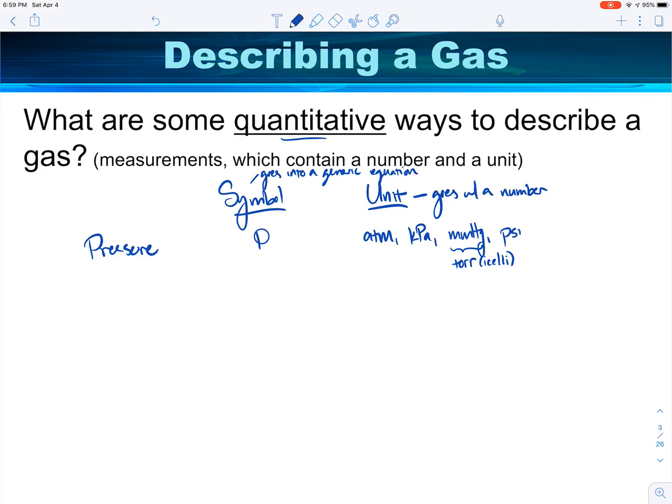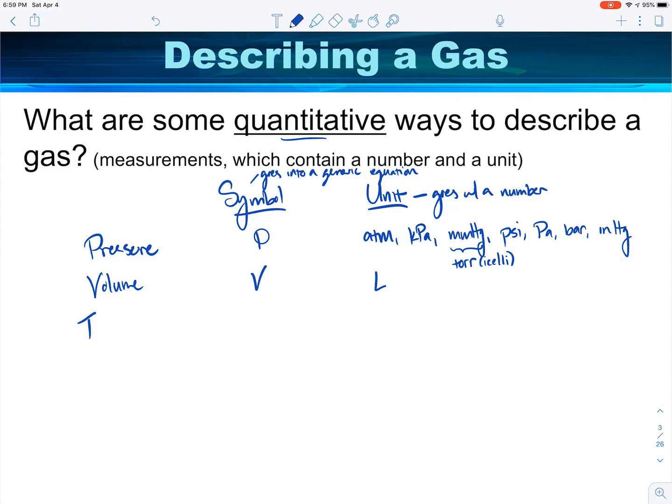We also have PSI, which is less common. We have pascals, which is less common. Bar. The internet will use inches of mercury, like weather websites for atmospheric pressure. Okay, lots of options. Okay, we also have volume can describe a gas. The symbol would be capital V, and the unit will always be liters. Of course, there are other units of volume like milliliters and centimeters cubed, but we'll use liters always. Okay, what's another one?